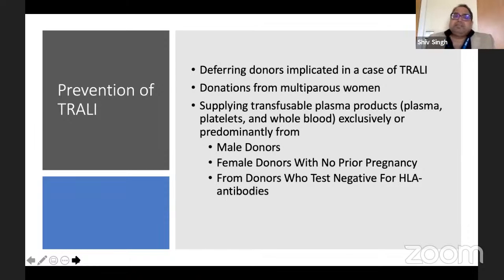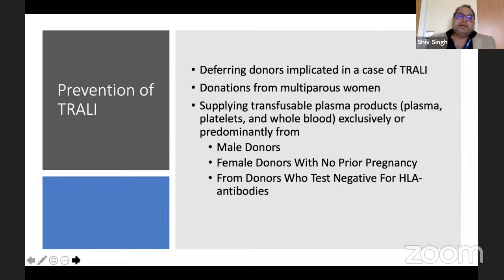Can TRALI be prevented? Yes, there has been a move towards trying to reduce the incidence of TRALI. The first thing is that donors who have had a history of TRALI, their donations are not accepted. Donations from multiparous women are also considered one of the factors for TRALI, so these donations are prevented.